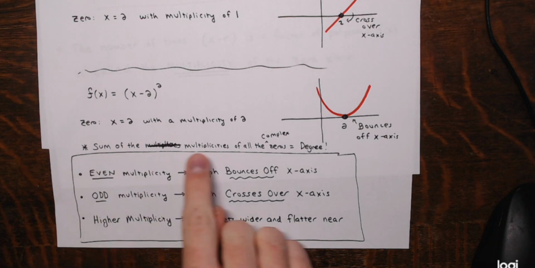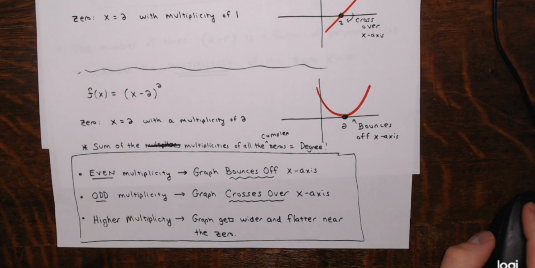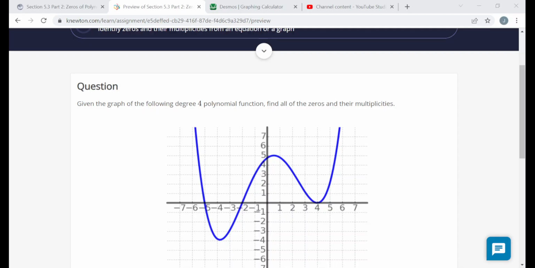And the sum of all the multiplicities of every zero should be the degree of the polynomial, right? So if you take the multiplicity of each zero and add them up, and you get something higher than the degree, then you know you did something wrong. All right, so back here, when they're saying it's a degree 4 polynomial, the sum of all the multiplicities of the zeros should not be higher than 4.